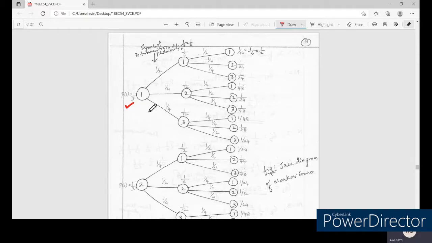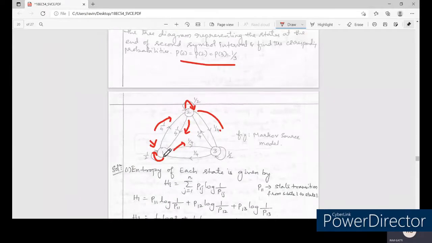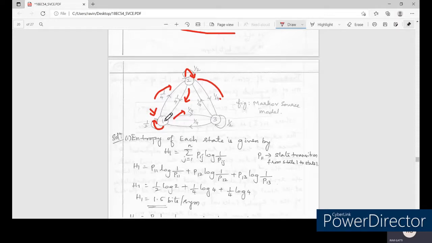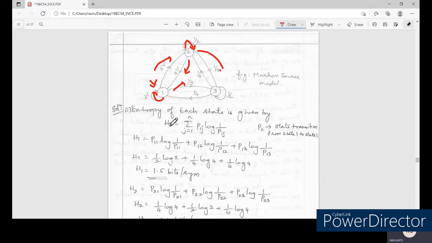So how we have drawn this diagram is, let us consider over here. You are in state 1 and you are going to emit a particular symbol, and you will remain in state 1 only with a probability 1 by 2. Similarly, when you are in state 1, you are going to emit a particular symbol and move to S2, that is the second state, with a probability 1 by 4. Similarly, when you are in state 1 and emitting a particular symbol, you are moving to S3, that is state 3. So we need to consider the emission of the symbols in order to find out what are the symbols which have been emitted from this particular source.